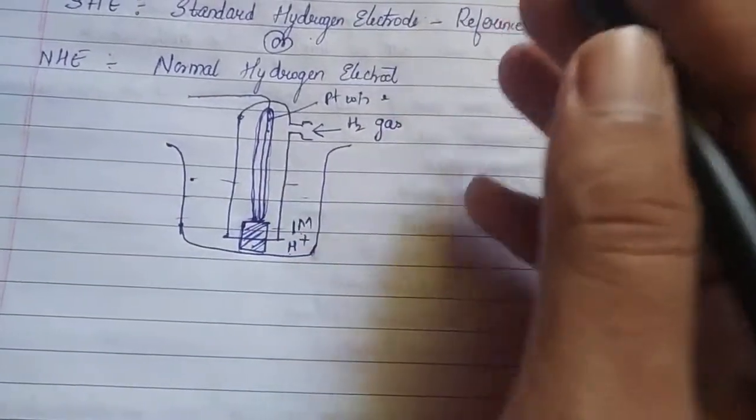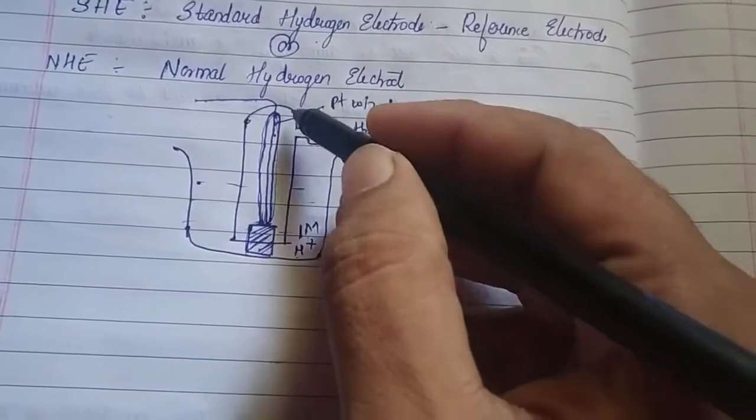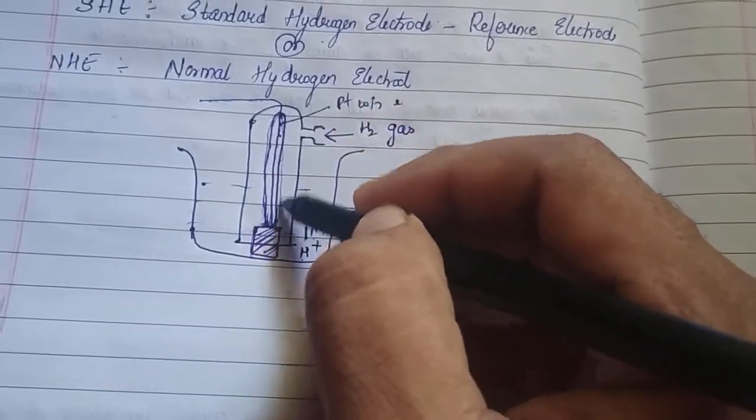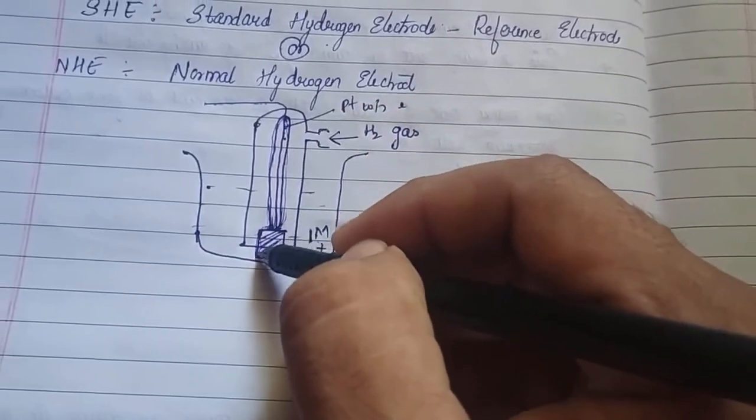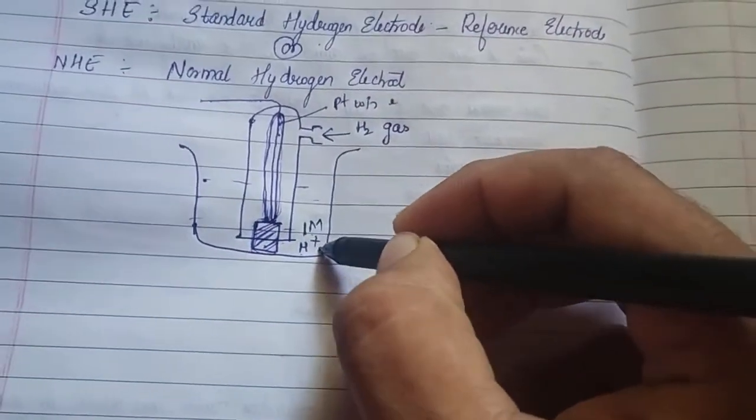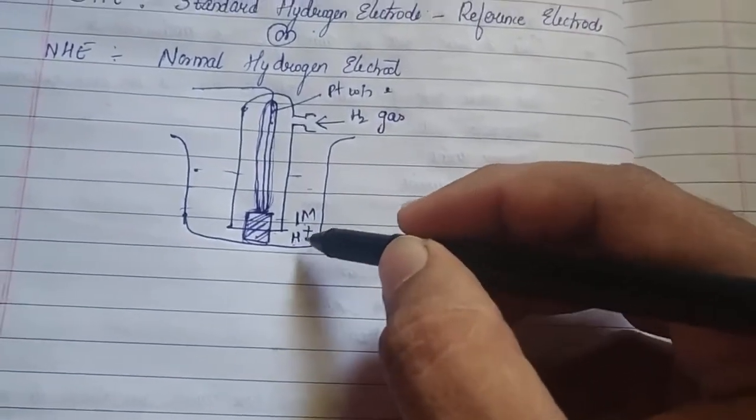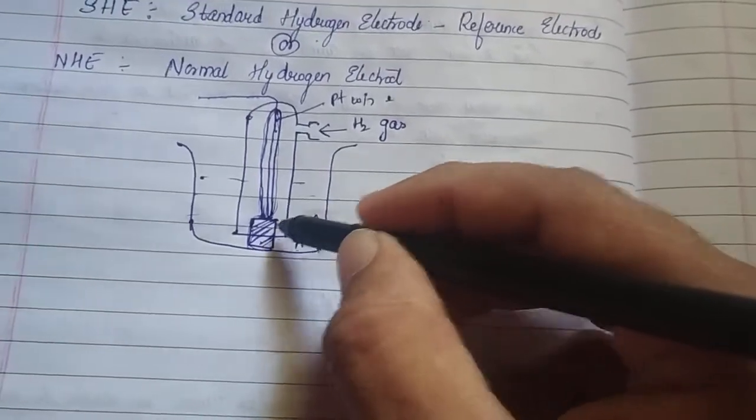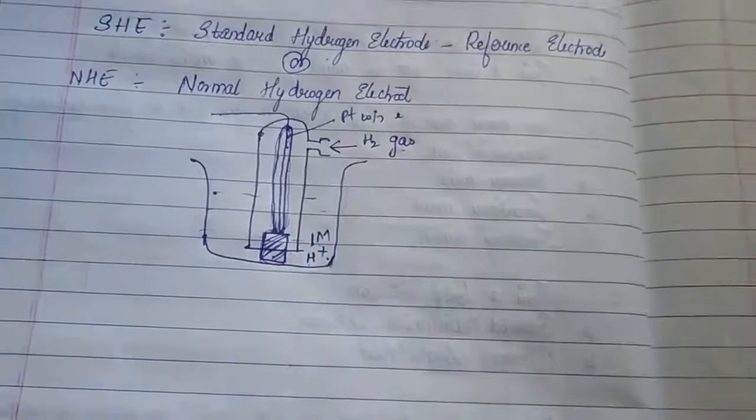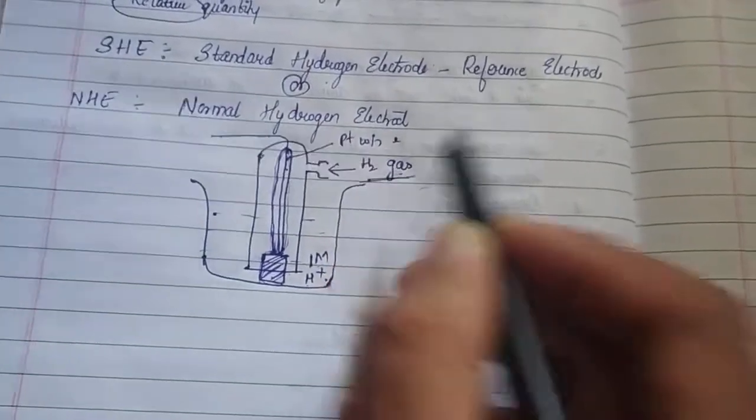So first of all, in the standard hydrogen electrode you have a platinum wire which is coated with platinum black, and that platinum wire is sealed in a glass tube, and at the end of that glass tube we have a platinum foil. That foil is dipped in a 1 molar aqueous acidic solution. Through this opening we are going to bubble the pure hydrogen gas.